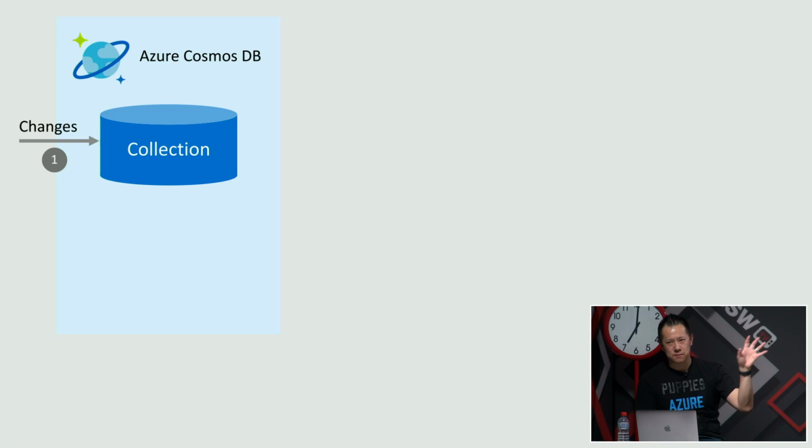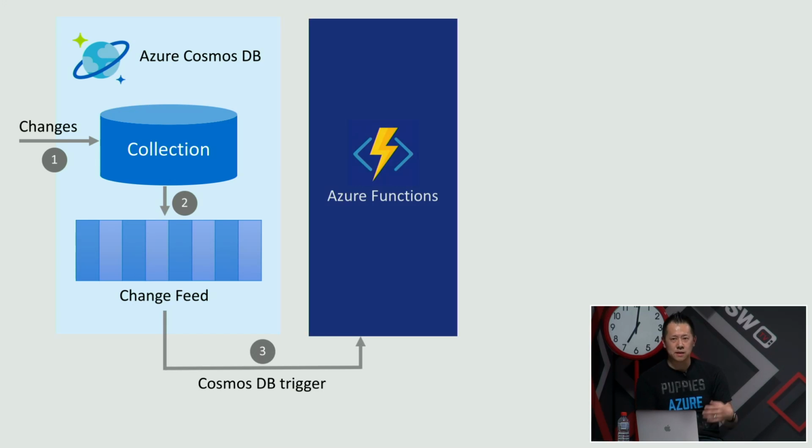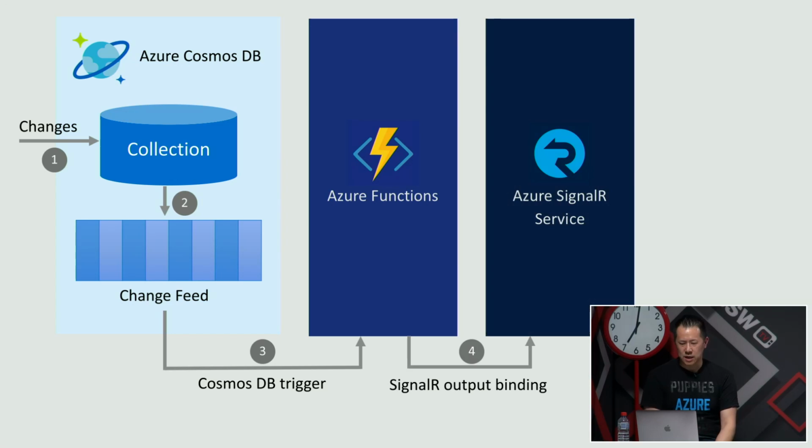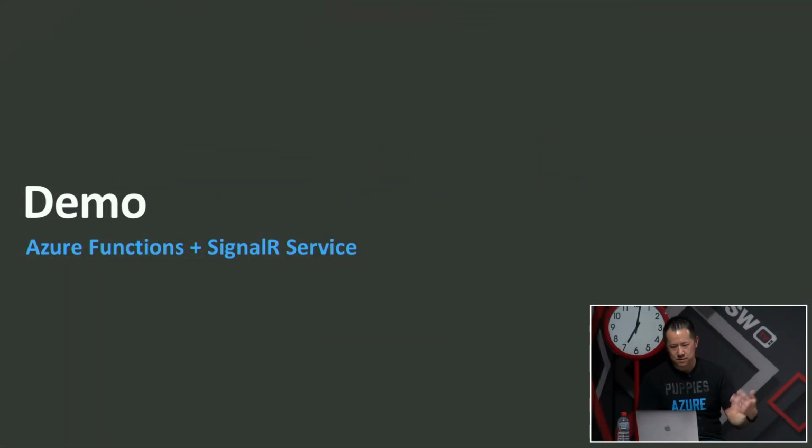So here's how it works in a specific scenario. For instance, you have Cosmos DB. A change happens there. Cosmos DB automatically writes that change out to the change feed. Then Functions has a Cosmos DB trigger that uses that change feed, so that whenever a change happens in Cosmos, it will fire a function. And using the output binding for SignalR, we can now turn that into a SignalR message that gets sent out to a bunch of clients. Pretty straightforward, hopefully. And now we're just going to do a couple of demos.